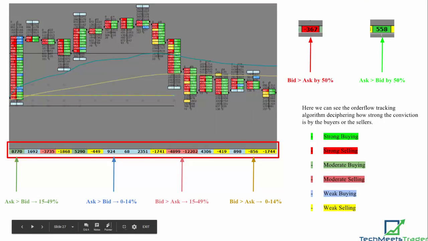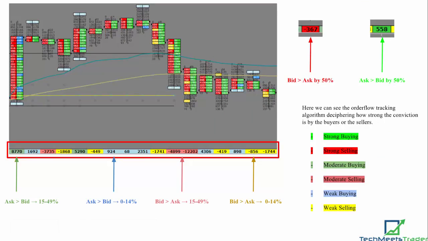Taking a look at what the color means, when we take a look at our footprint algorithm, we assign the color for each imbalance. If we see a very bright red, it means that the bid volume is greater than the ask volume by 50% of the difference between the two values. If we see a very bright green, it means that the ask is greater than the bid by 50%.